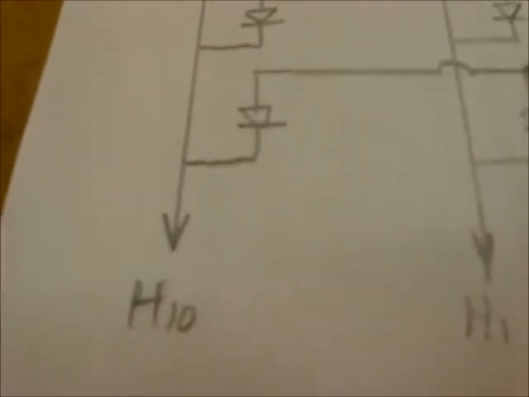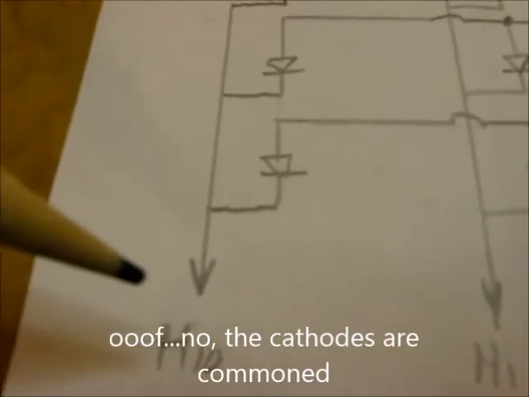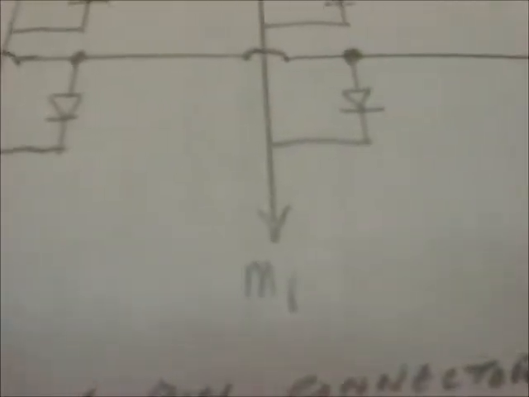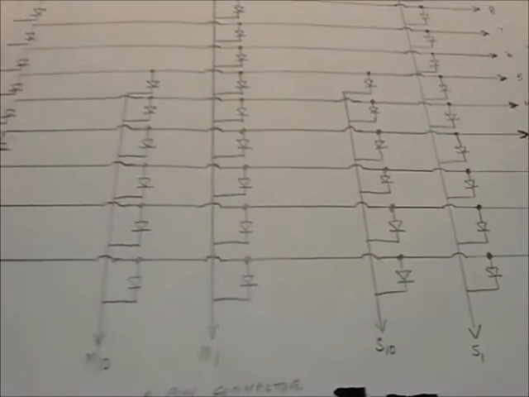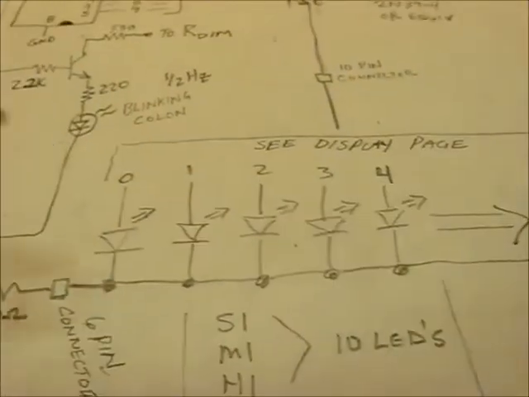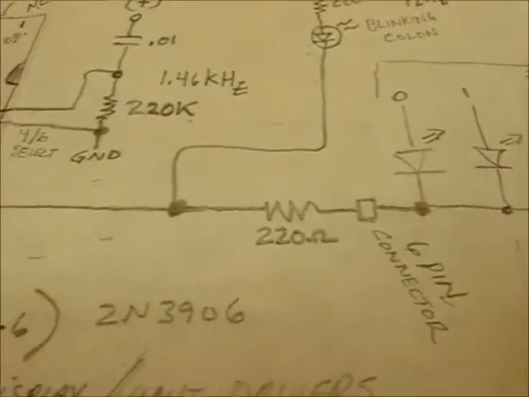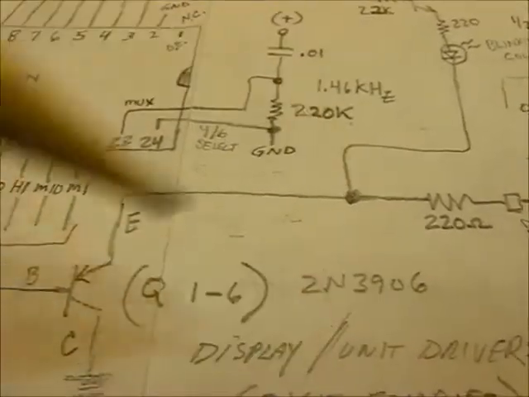Alright. So all the anodes are common together and brought down, they're going to be controlled by the digit drivers. There's 6 transistors that do that. So you got your tens of hours, ones of hours, tens of minutes, ones of minutes, tens of seconds, ones of seconds. Main current limiting for the LEDs, I use 220 ohms in the return circuit before the transistor, which completes the path to ground.